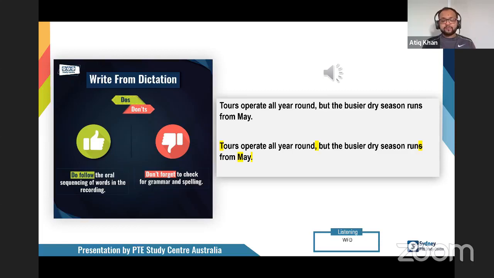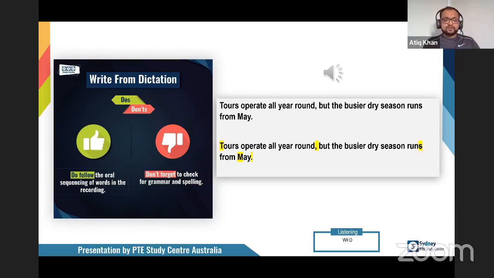Now, a lot of grammatical and spelling aspects go around this sentence. The first and foremost thing is that the structure of this sentence has two independent sentences being joined together. Tours operate all year round. It itself is an independent sentence. The busiest season runs from May. That itself is an independent sentence.